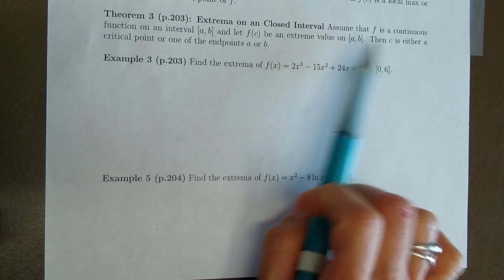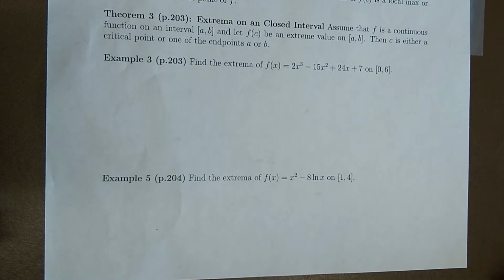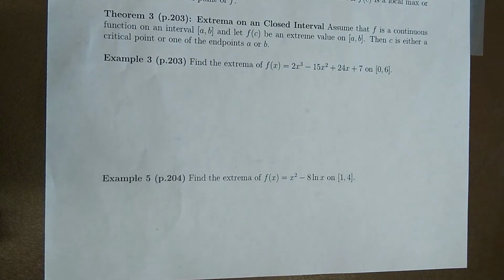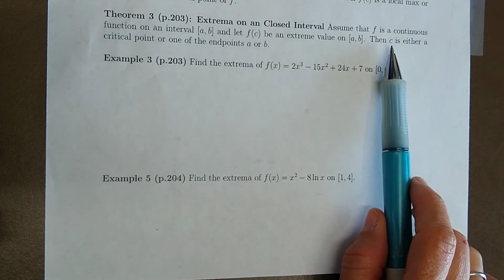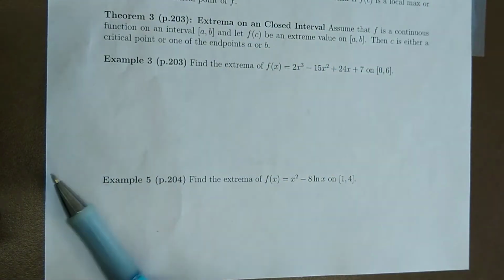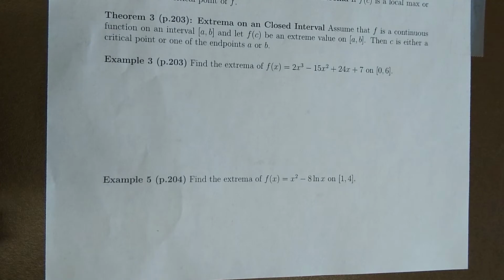If you assume that f is a continuous function on an interval a to b, and let f of c be an extreme value, so maybe it's a local max or a local min, then see that input that gave you that extreme output is either a critical point or it's one of the endpoints of the interval, a or b. How do we use this theorem?